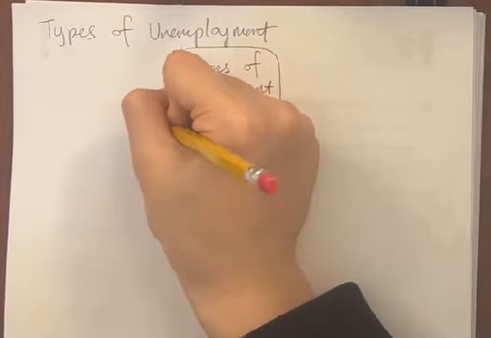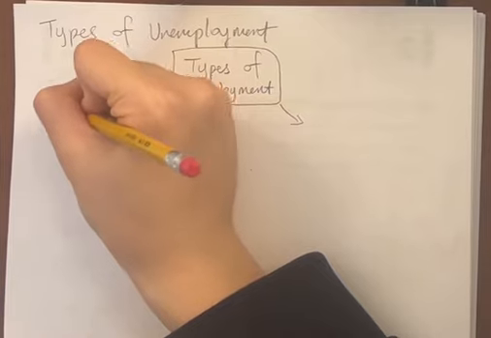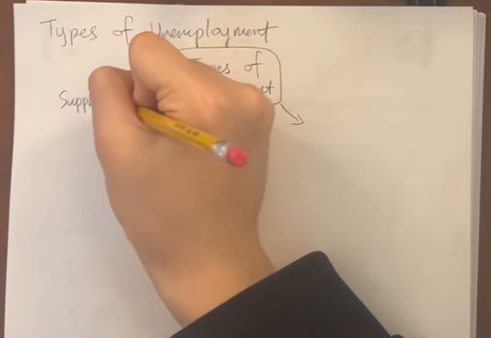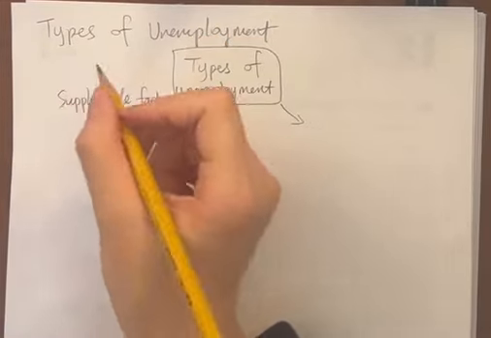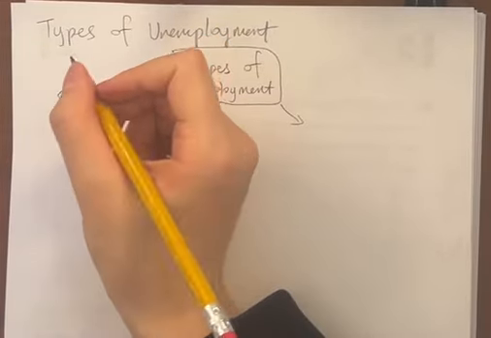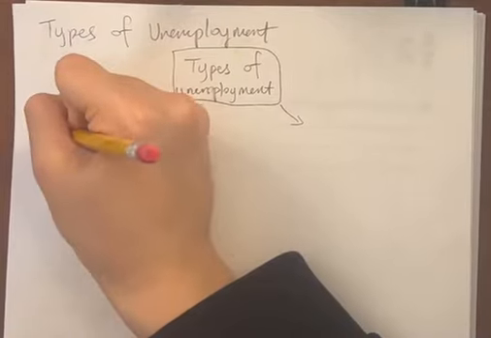And then, okay, so we're going to shift this into two directions. The first side is the supply side factors. And this includes three key types of unemployment. The first is the frictional.